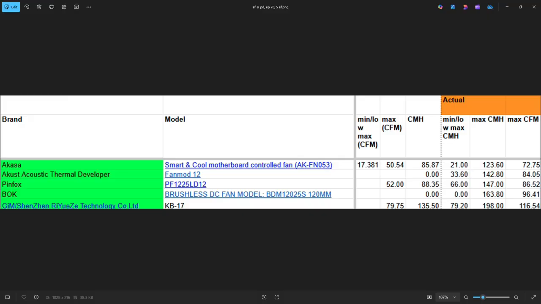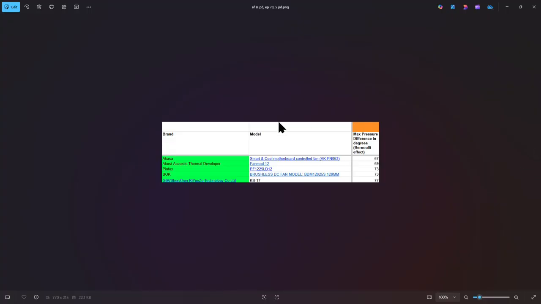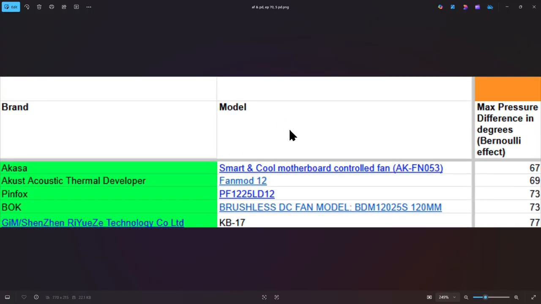The Akust came in at 142.8, which is above average. The Pinfox 147, the Bach 163.8, and the GIM 198. So I don't know how you did with that, but let's take a look at the pressure differential. And we can see here that the Akasa came in at 67 degrees. That's not temperature, that's actually degrees of movement.